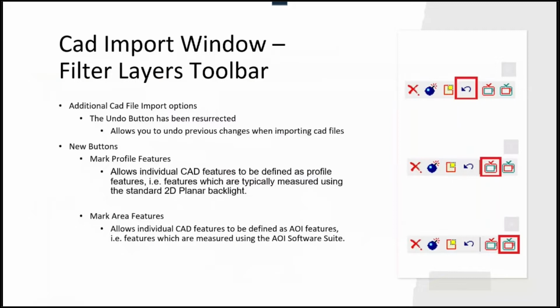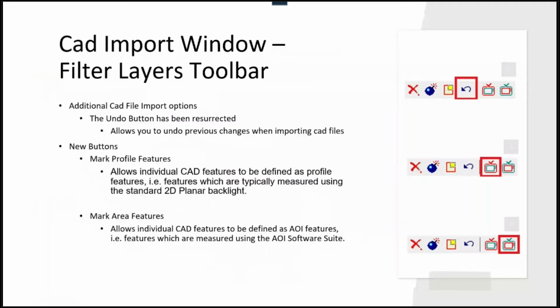That allows individual CAD features to be defined as a profile feature, which would typically be measured using the standard 2D planar backlight. Now, unless otherwise told, everything in the planar software, when you import a CAD file, will be assumed as a mark profile feature. It is a profile of the part. That's what our system usually measures.